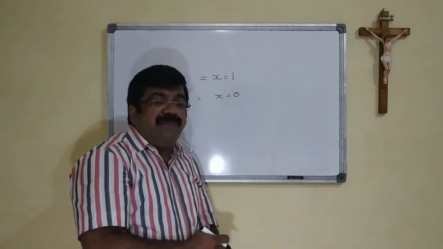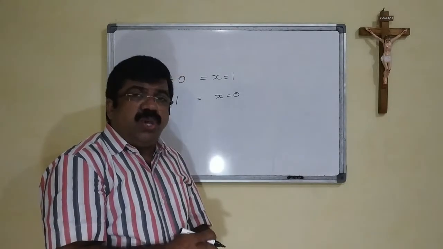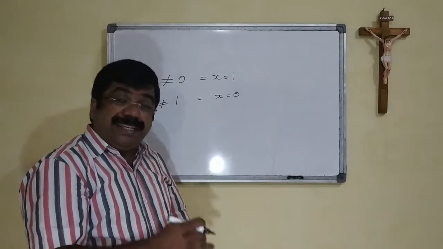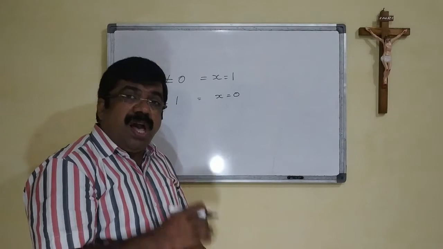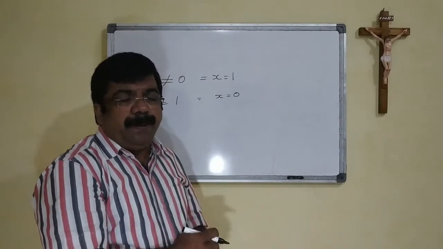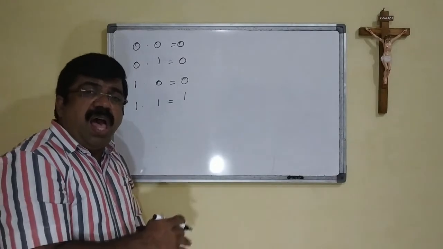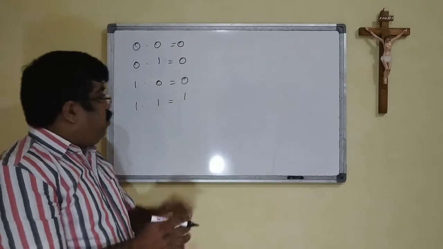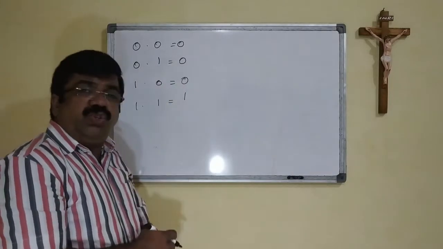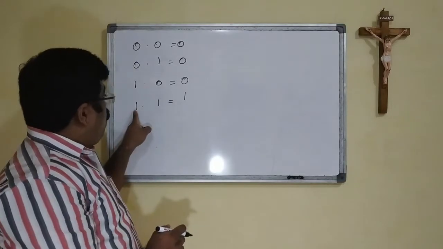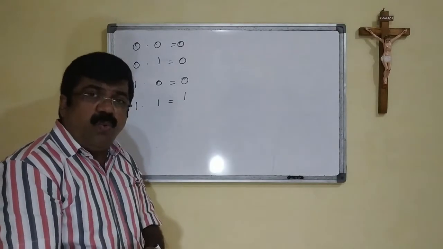Then we are going to have the AND relations as well as the OR relations. AND properties are multiplication properties, as well as the OR relations. Let us see. These are the AND properties. 0 into 0 is 0, 0 into 1 is 0, 1 into 0 is 0, 1 into 1 is 1.